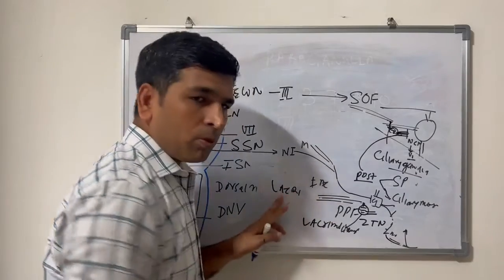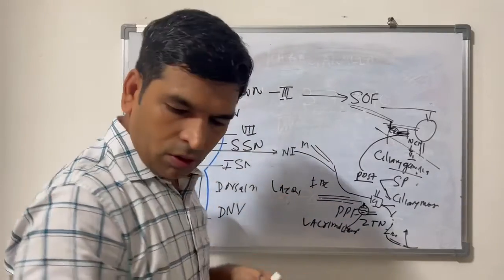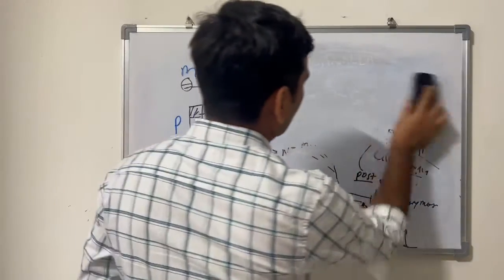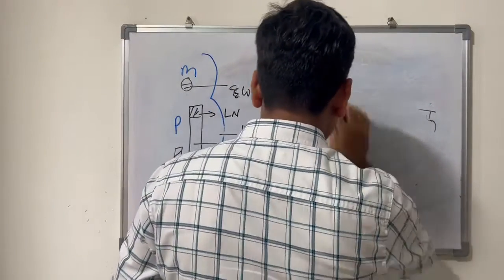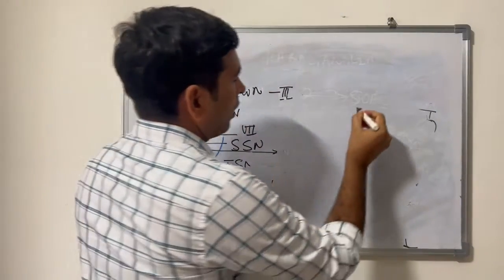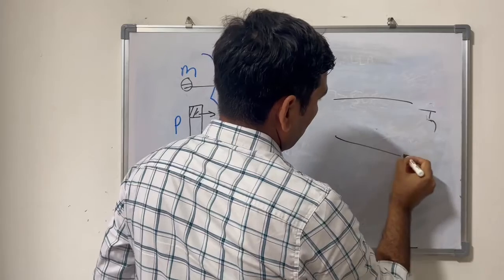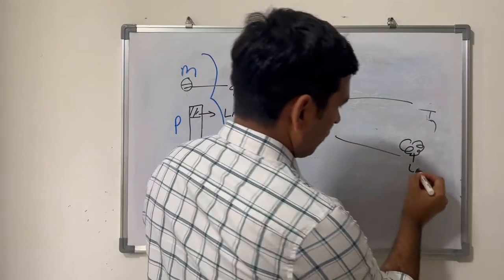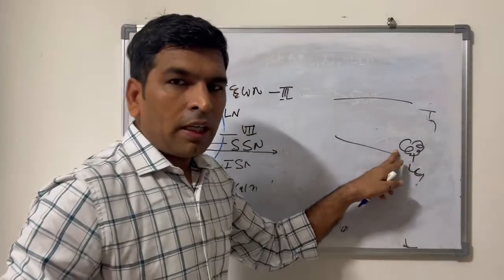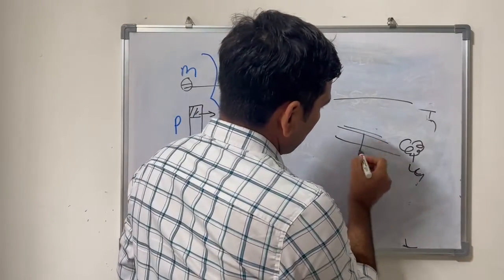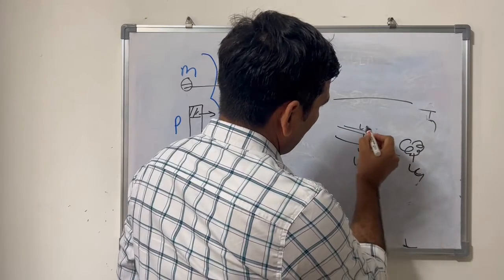The lacrimal nerve is part of the... now I will tell you about this lacrimal nerve. This is the orbit, and these are the lacrimal gland in the lateral part of the orbit. And this nerve, the lacrimal nerve, is part of the V1 lacrimal nerve.